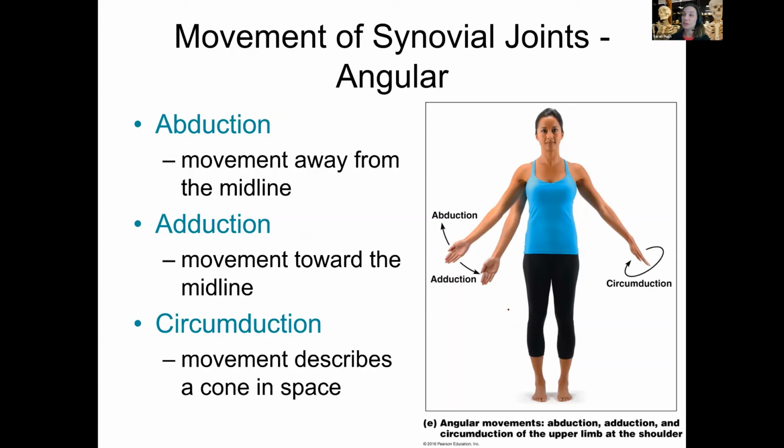Another set of angular motions would be abduction, adduction, and circumduction. Abduction is moving away from the midline. It would be like if you're standing in anatomical position and you move your arms out to the side. That's abduction. You can do the same thing with your legs, moving your legs out to the side.